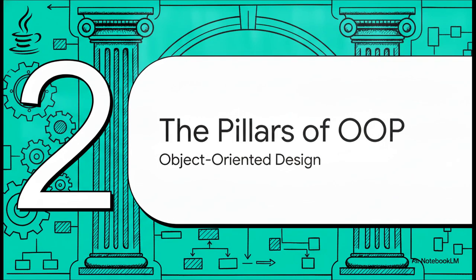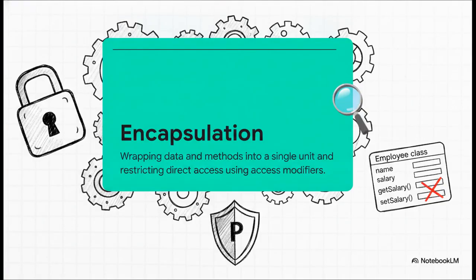Moving on to Section 2, the pillars of OOP. First up is encapsulation. This is all about wrapping your data and methods together into a single, cohesive unit. It's basically about protection. Imagine you've got an employee class. You definitely do not want some random part of your program going in and directly altering an employee's salary. So you make that data private. You restrict access using modifiers. Essentially, you're throwing a protective shield around your most sensitive data.